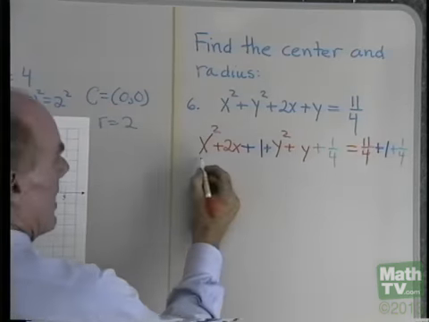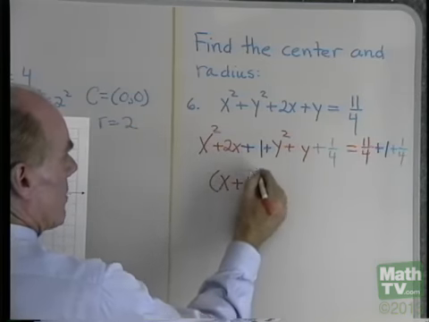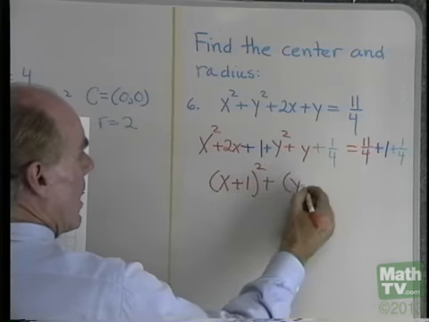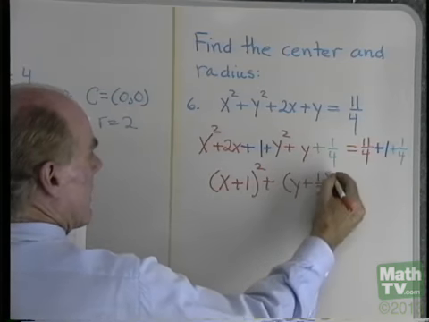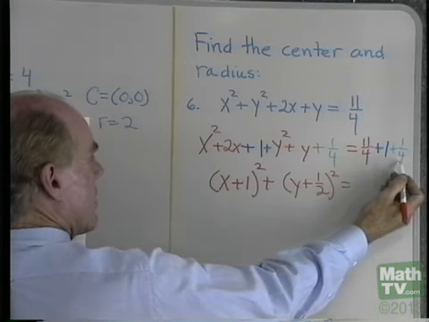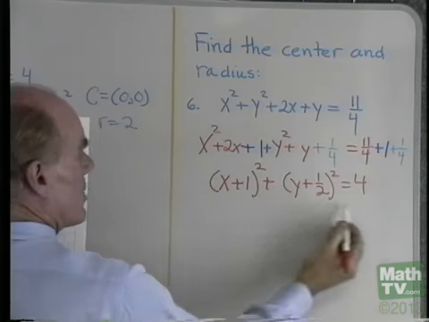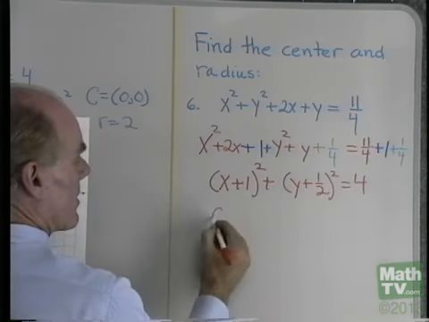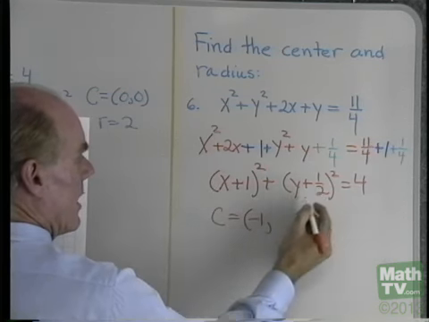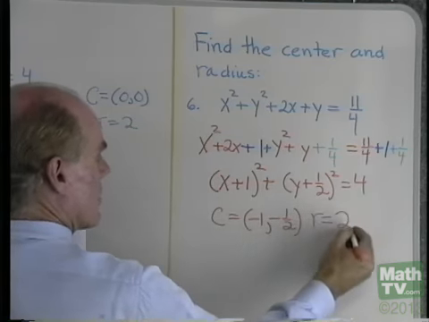Now let me see what I have. I have x squared plus 2x plus 1, so I can write that as the perfect square, x plus 1 squared. Y squared plus y plus 1/4 is the square of y plus 1/2. And then I have 11/4 plus 1/4, which is 12/4. 12/4 is 3 plus 1 is 4. So now I have the equation of my circle in standard form here. I have a center that's at not 1 but -1 and -1/2. And I have a radius of the square root of this number, which is 2.